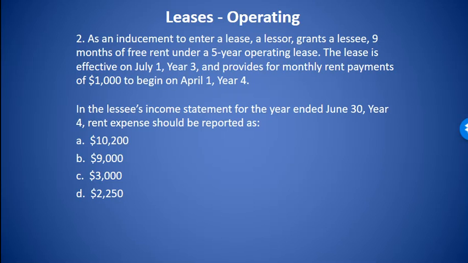As an inducement to enter a lease, a lessor grants a lessee 9 months of free rent under a 5-year operating lease. The lease is effective on July the 1st, year 3, and provides for monthly rent payments of $1,000 to begin on April 1st of year 4. In the lessee's income statement for the year ended as of June 30th, year 4, rent expense should be reported as. Again, stop your video, and when you're ready for the answers, restart the video.